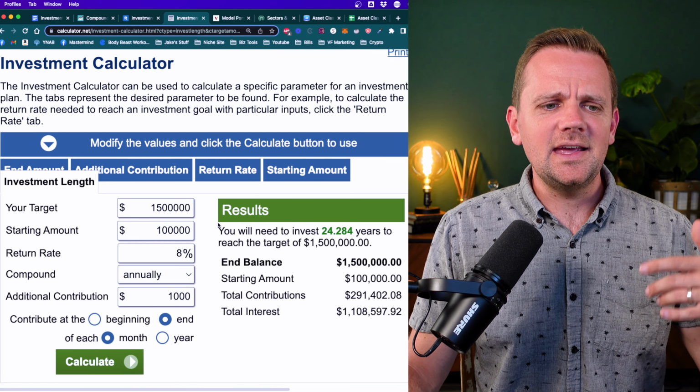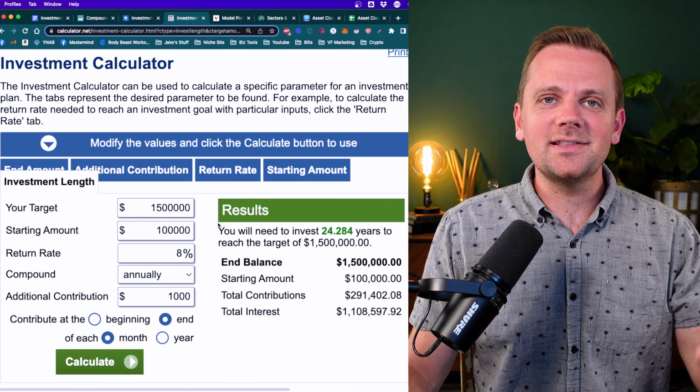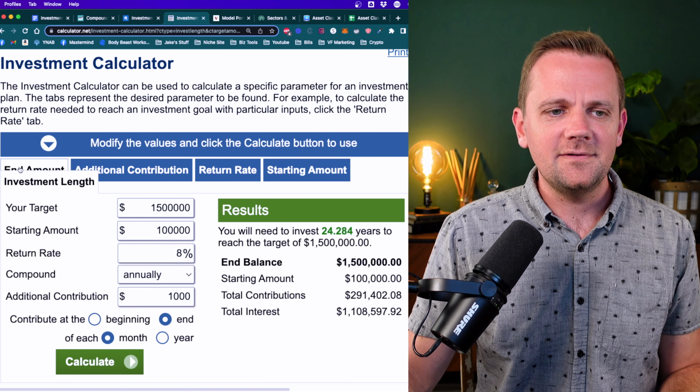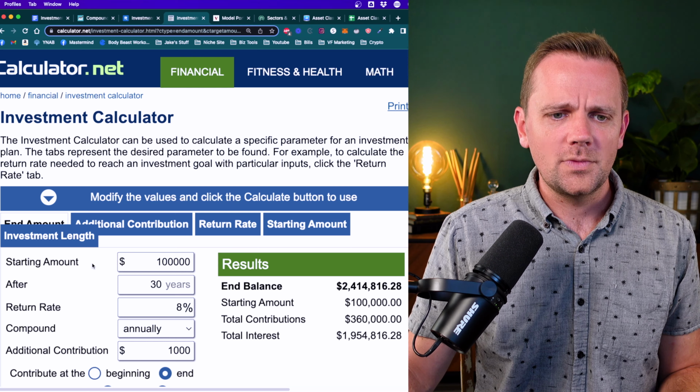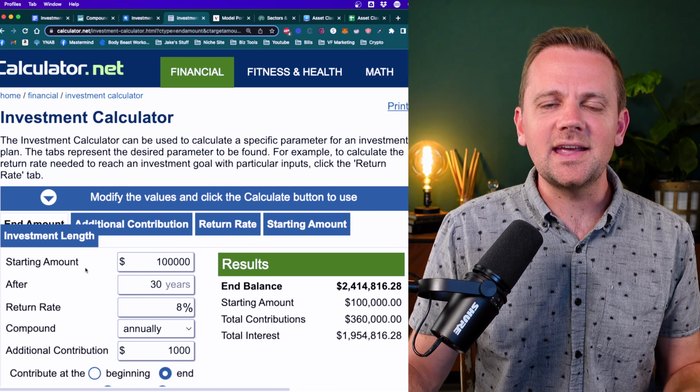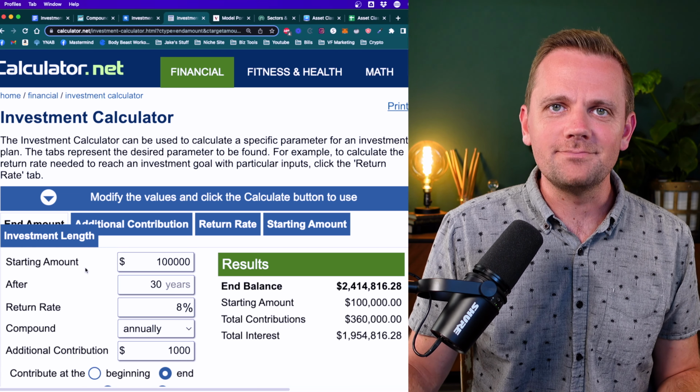So this is a much more complicated calculator, but it allows you to kind of reverse engineer some of these numbers and figure out some of these variables for your investment plan. So this is, again, calculator.net if you want to check that out. All right, there we go. That's my 3 favorite investment calculators.